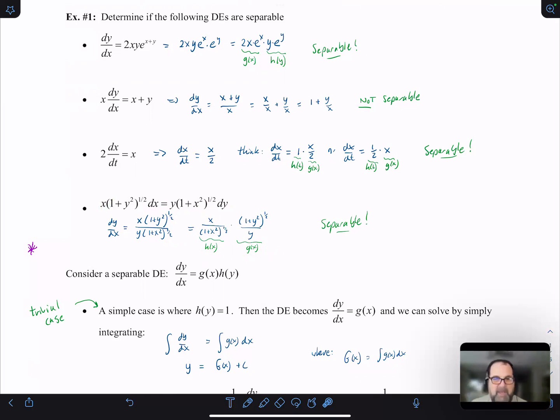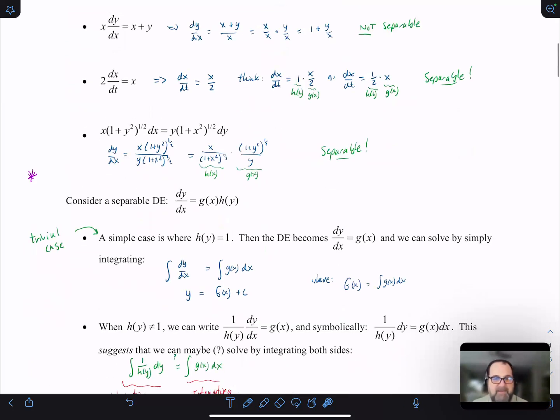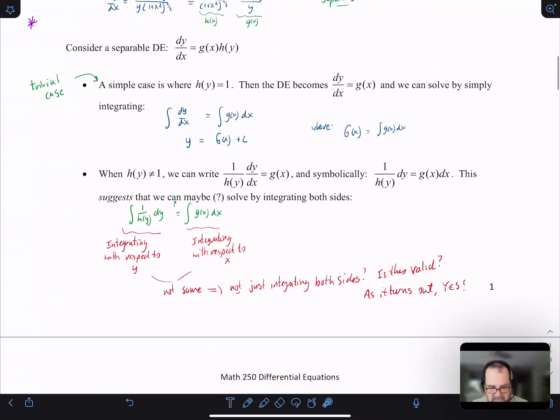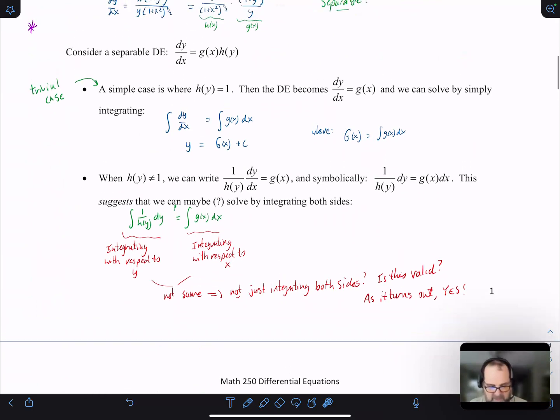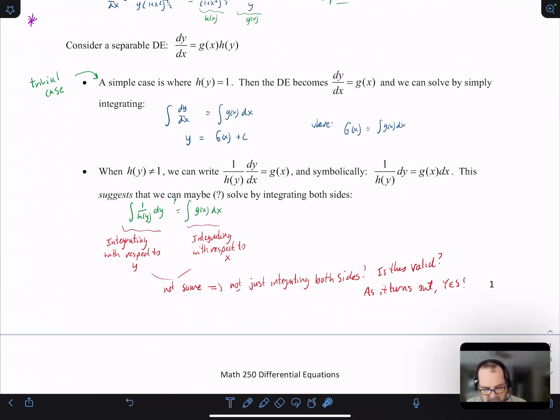All right, so then what is the method? Given that we have a separable DE, how do we go about solving the DE? That is, how do we find the function that solves this differential equation? So here are a couple of little things. There's a trivial case here.